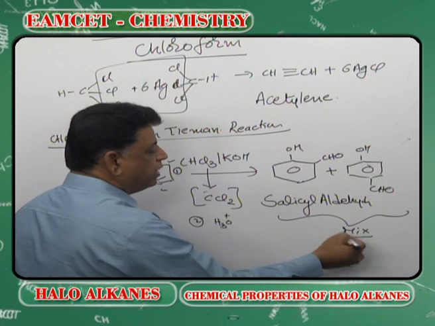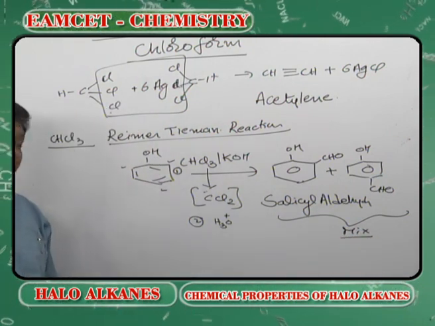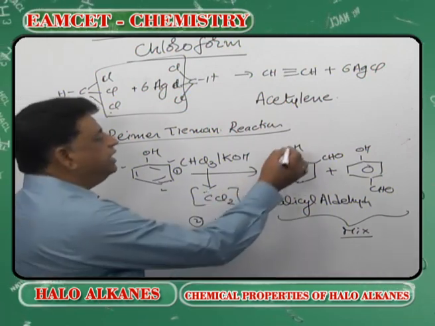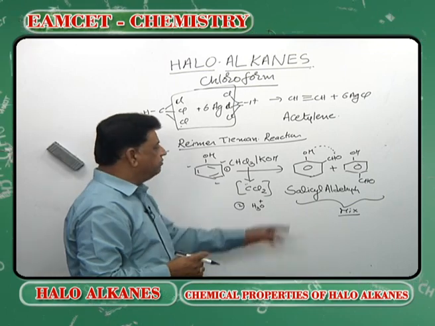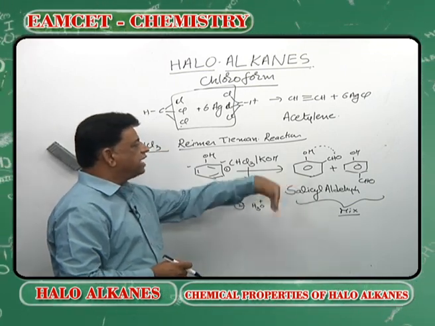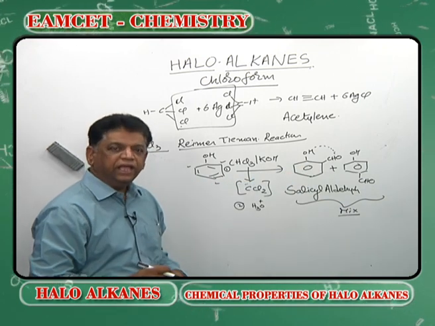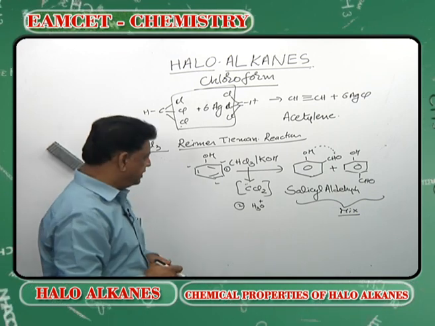The mixture has one point to understand here. When you do steam distillation, because of the intramolecular hydrogen bonding, the ortho compound has a slightly lower boiling point, which is closer to the boiling point of water. Therefore, this will come out, whereas the para will remain in the mixture. So salicyl aldehyde is steam volatile, or steam distilled.